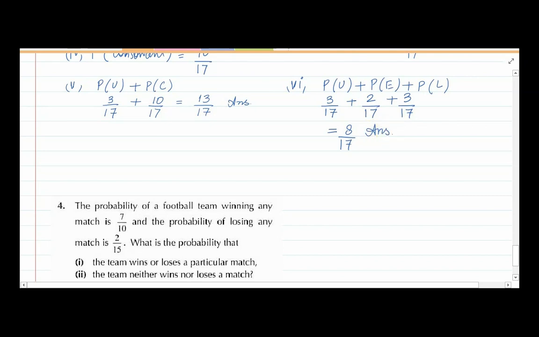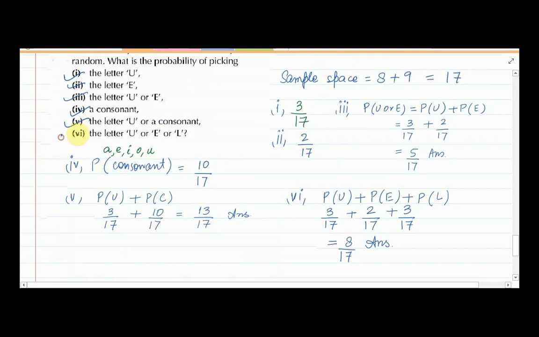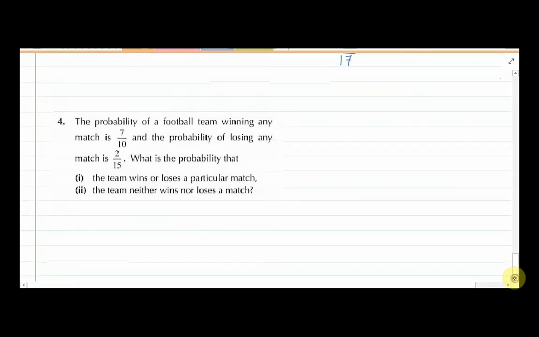And that is the probability of U, E or L. Keep in mind the or means in probability that you need to add them, right? So whenever you have a word or, you need to add them. When you have a word and, you need to multiply them.